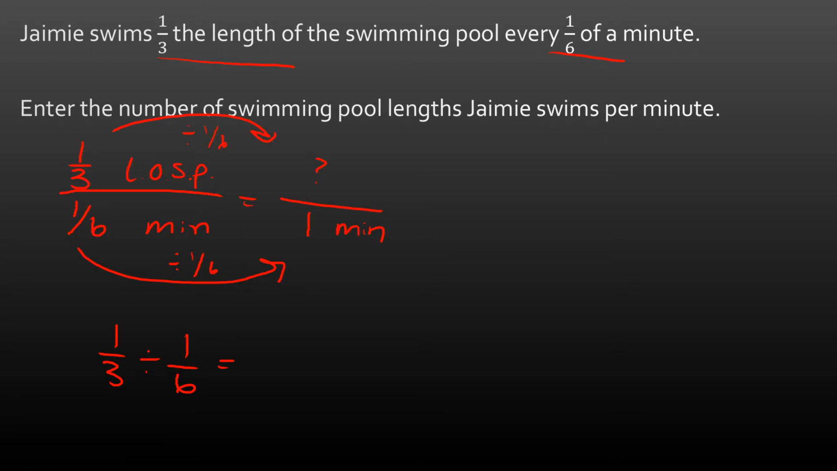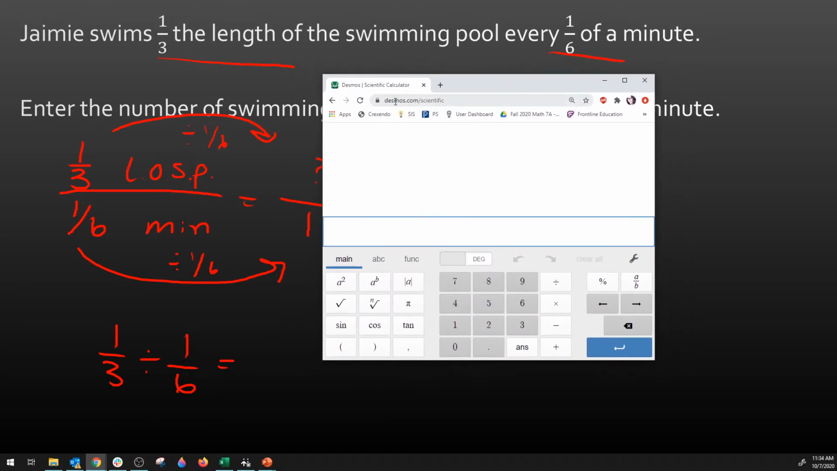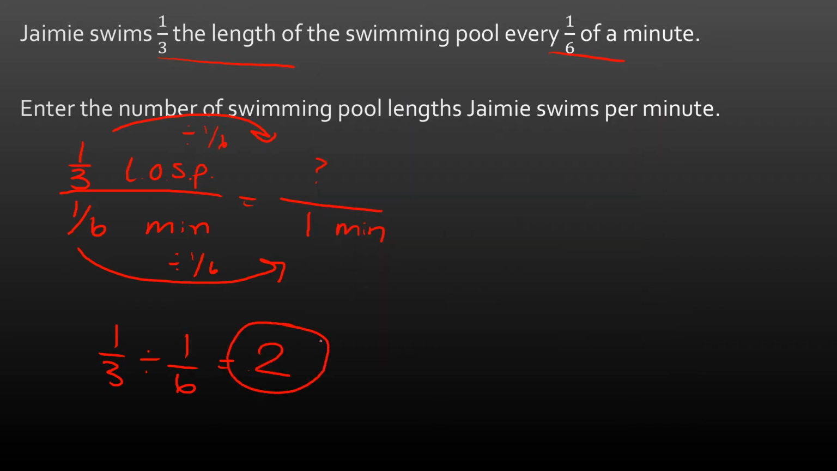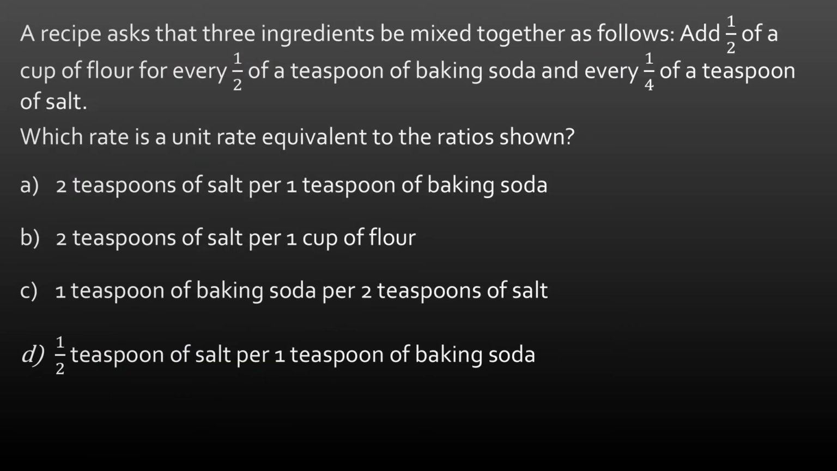So let me pull it over here. Here's our calculator. Remember to use this one, desmos.com/scientific. And we have 1/3 divided by 1/6. And when I do that, I figure out my final answer here should be 2. So that means that Jamie can swim 2 swimming pool lengths every 1 minute.